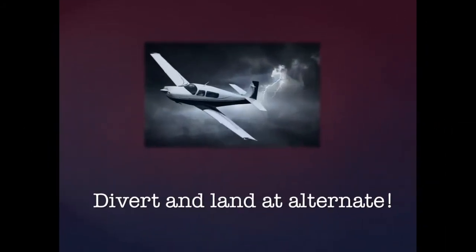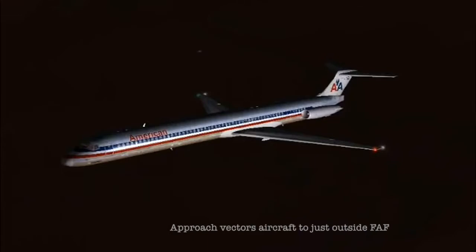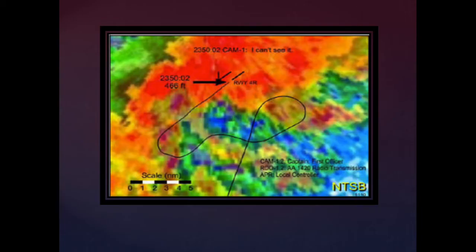For anyone flying smaller and lighter aircraft, it is unquestionable that at this point you should divert and land at an alternate. As some time passes, approach control vectors the aircraft to just outside the final approach fix, and then advises that the runway visual range for runway 4 right has dropped to just over 1/2 mile. At this point, heavy rain and thick clouds are obscuring the airfield.